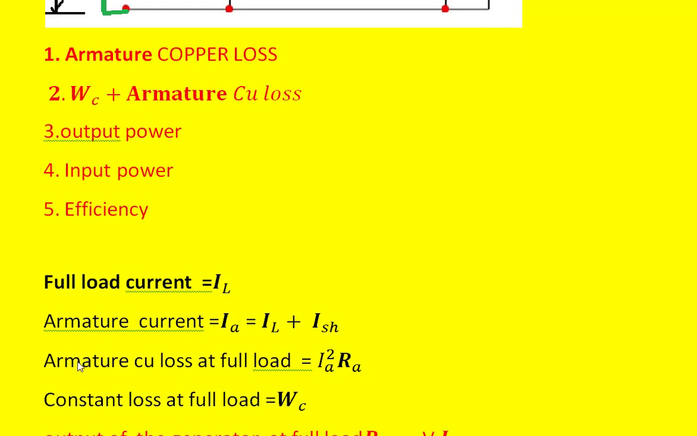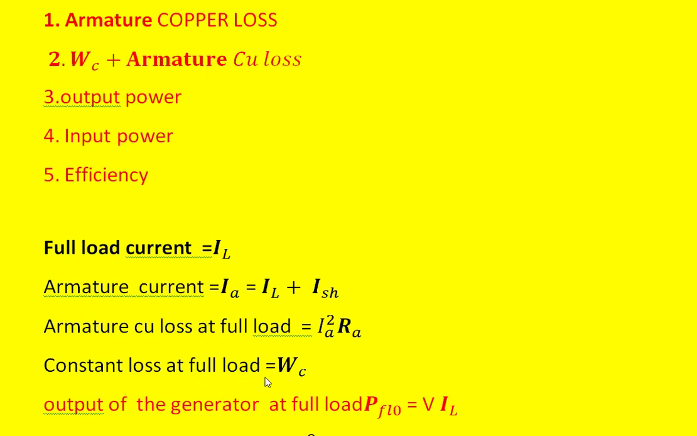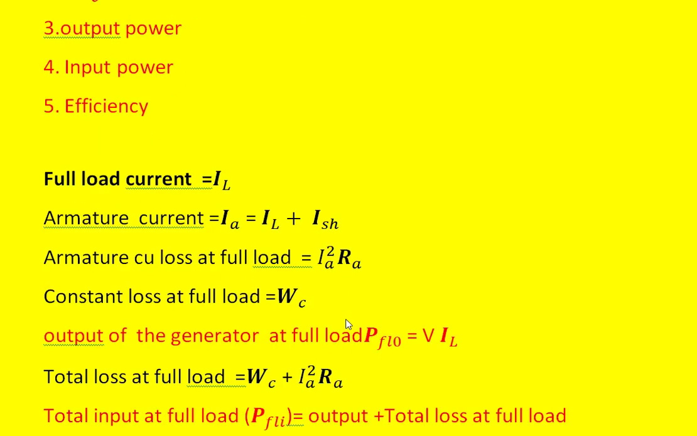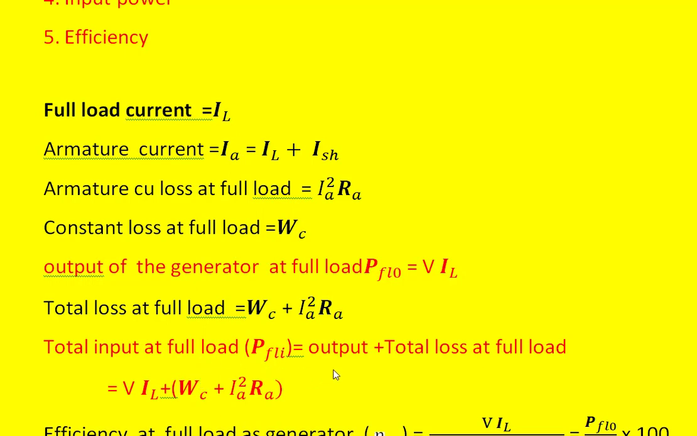Now we can calculate the armature copper loss at full load, that is Ia square into Ra, where Ra is the armature resistance of the motor or generator. Then the constant loss at full load does not change with the load as per our assumption, which is calculated in the Swinburne test, so we call that WC. So we know the constant loss and we also know the armature copper loss under full load condition. So we can calculate the output of the generator and the input of the generator. Input to the generator is nothing but output plus total loss at full load condition.